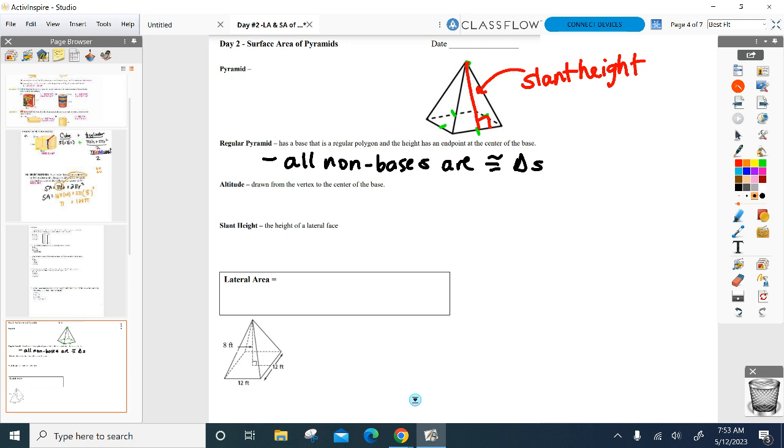Everyone see the difference? The altitude, boom, straight down, the Mission Impossible height. Slant height is the height of one of the faces, the triangular faces. All good? See the difference? The two heights.